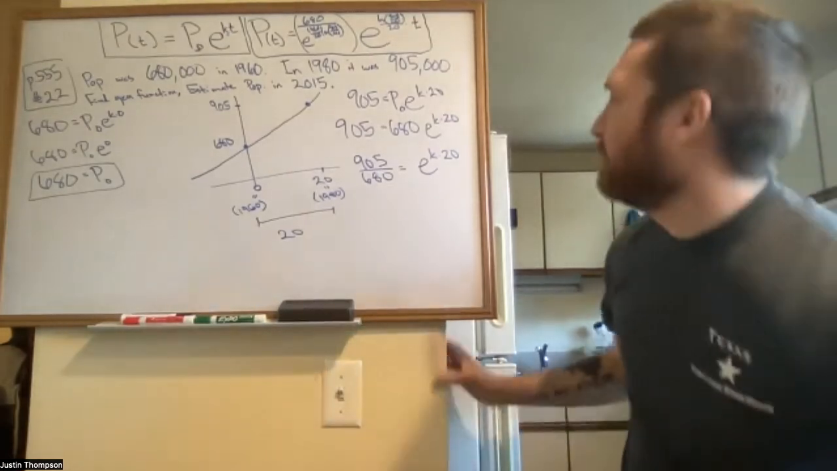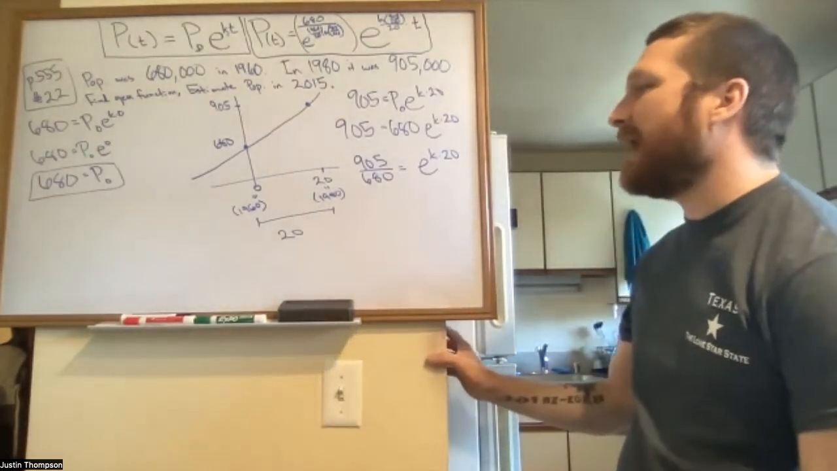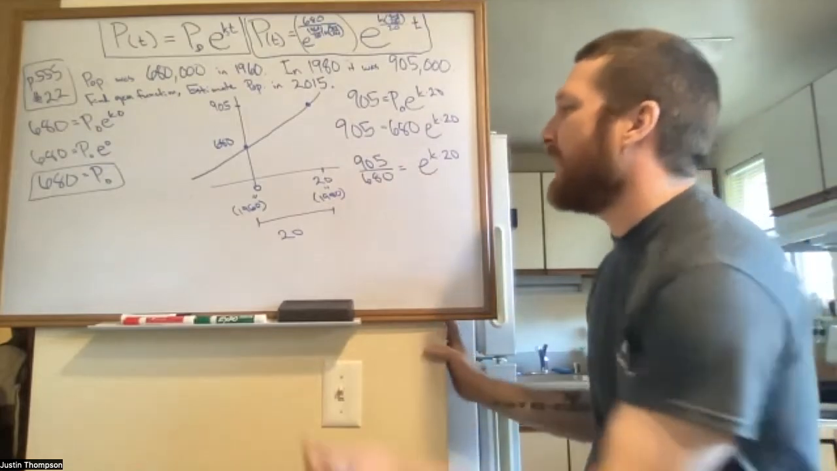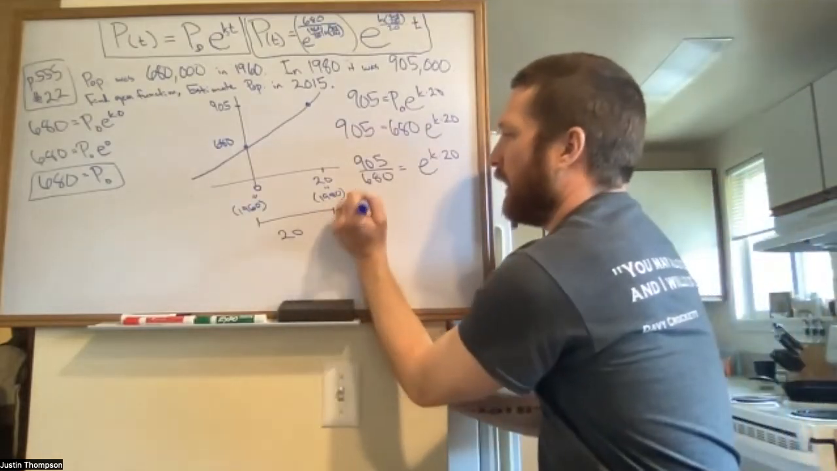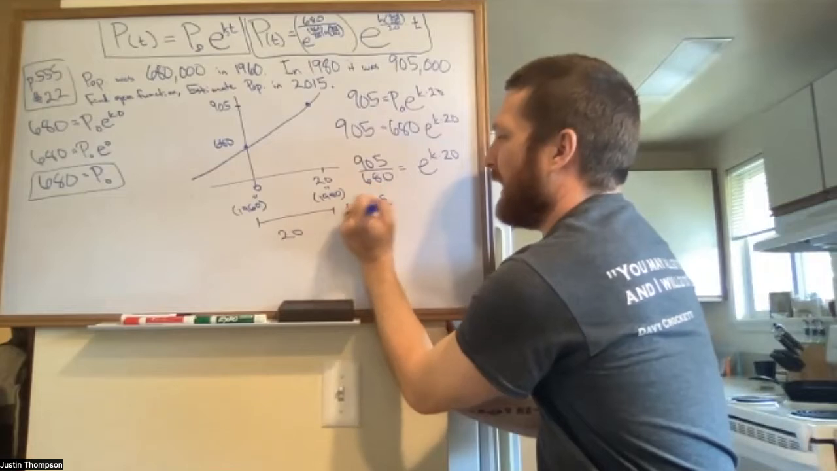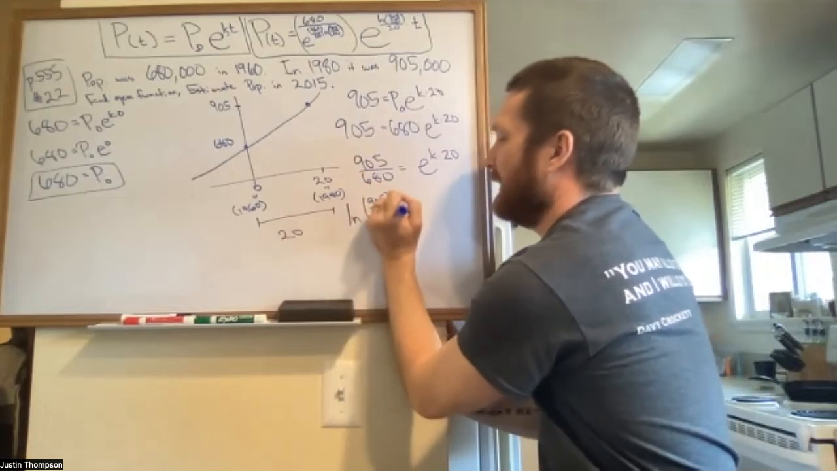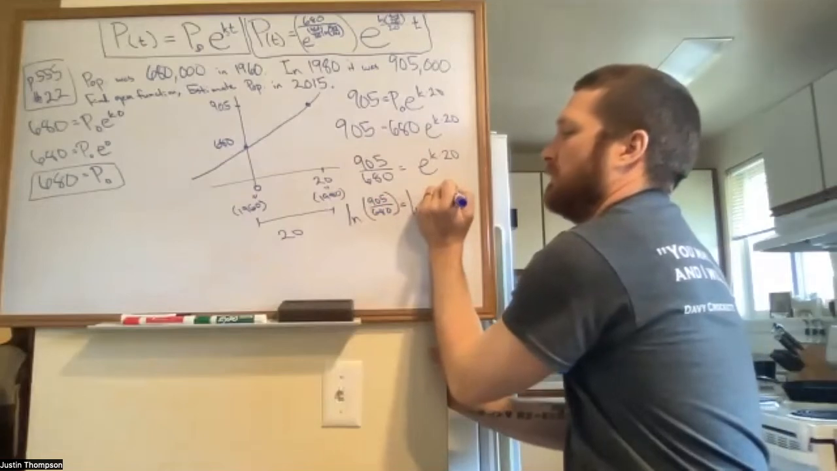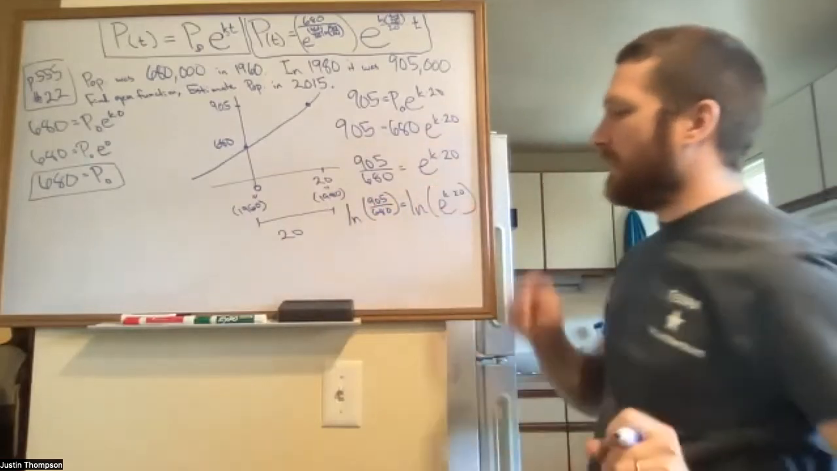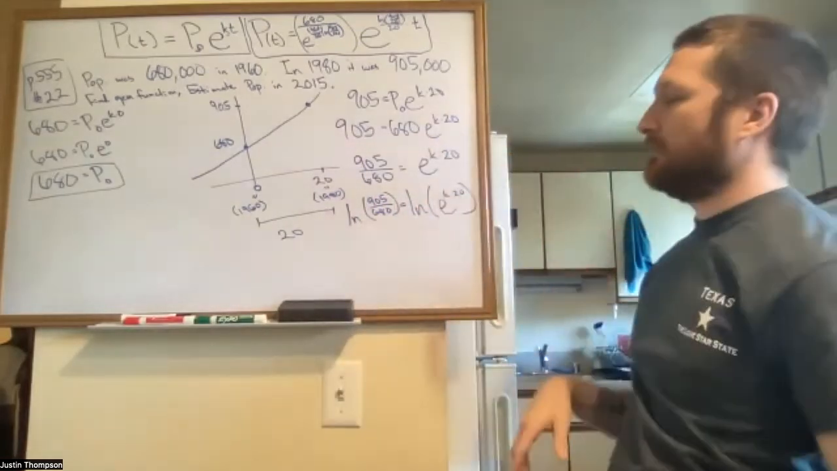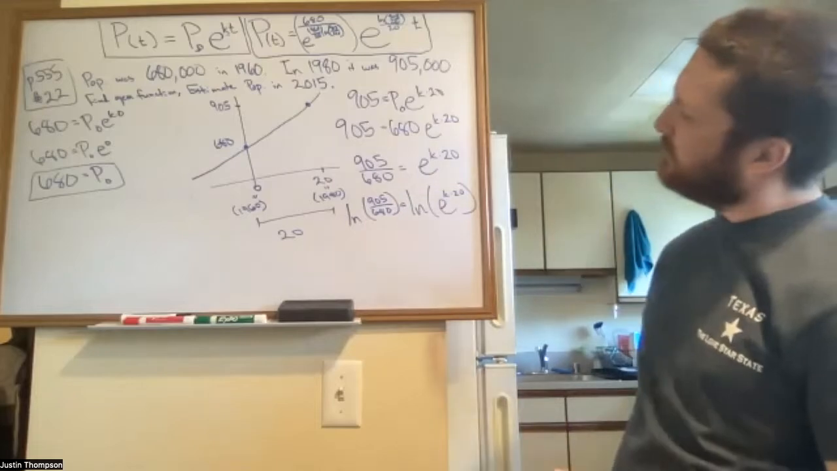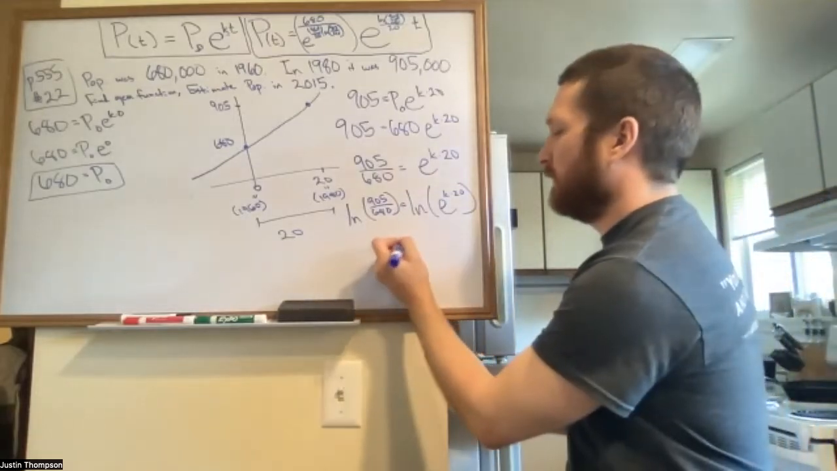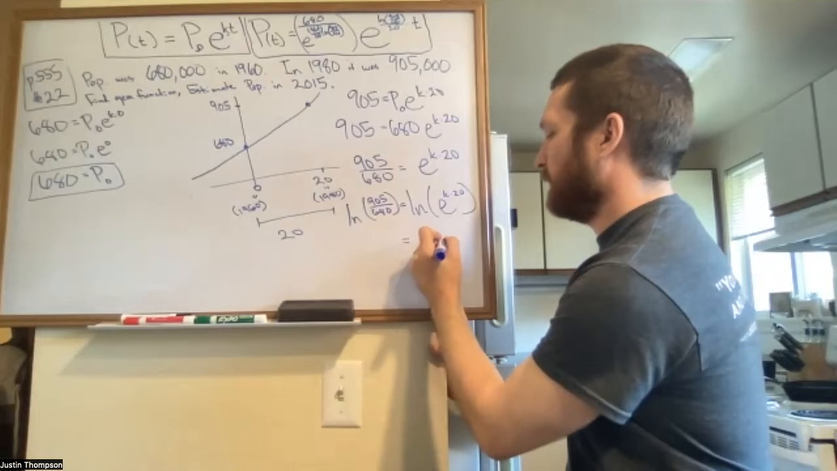Alrighty. Now that I have e by itself, I'm going to take the natural log of both sides of this. Natural log of 905 over 680 equals natural log of e to something. Natural log of e to something is just whatever that something is, by definition. And so k times 20.